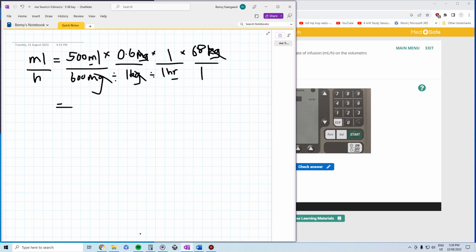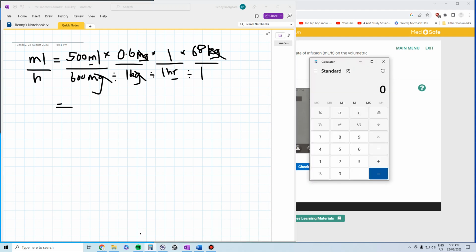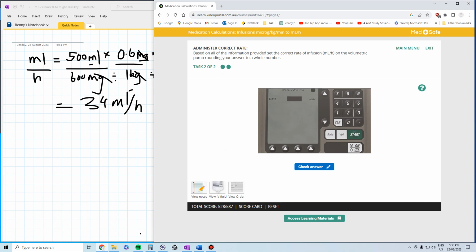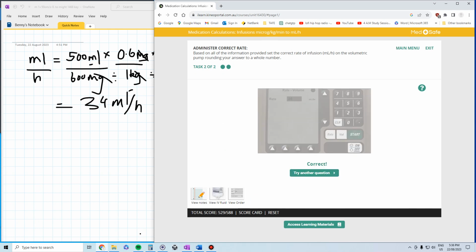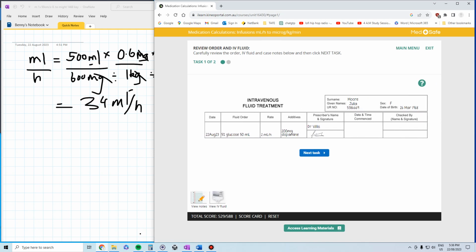Divide, divide, divide. Okay, so we'll do the calculation now. We'll go 500 times 0.6 times 1 times 68 divided by 600 divided by 1 by 1 by 1 is just fine. So we got 34 milliliters per hour. So we'll put that in. Check the answer, got that right. That's good.